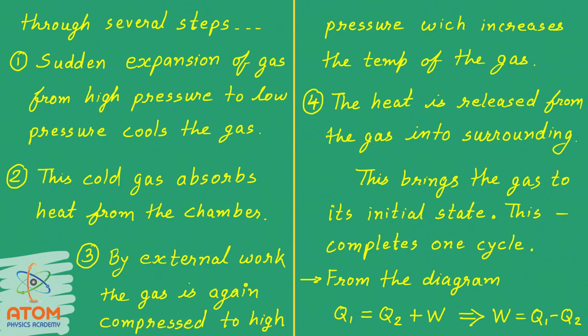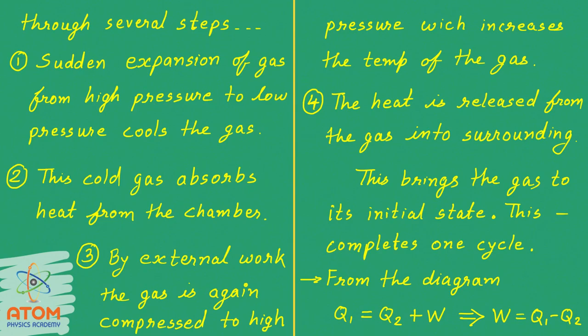Now again the first step will be repeated, and so another cycle will continue. Alright. This way, as we have seen in the second step, the cold gas absorbs heat from the chamber, and as we have seen in the fourth step, the heat is released from the gas to the surrounding. So continuously heat will be absorbed from the chamber and released in the surrounding. That's why the temperature of the chamber will keep decreasing and the temperature of the surrounding will keep increasing.